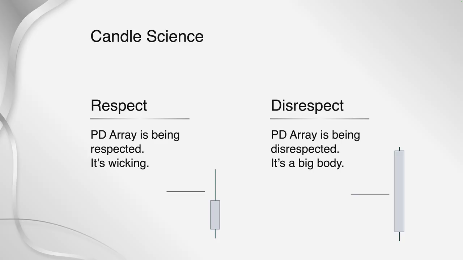We talked about this exactly the same slide in the previous video. We talked about respect and disrespect. A PD array being respected is wicking right there. And a PD array being disrespected is a big body right there. Well, if we look at this from a daily standpoint, then for example, if we take a look at the 1 hour, if we take a look at the 15-minute, we will see fair value gaps instead of actually focusing on those singular candles. So what does that then look like?